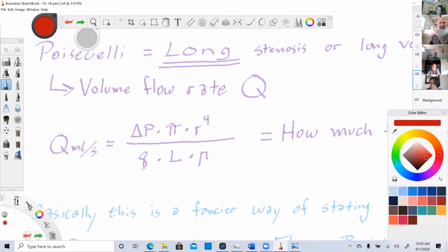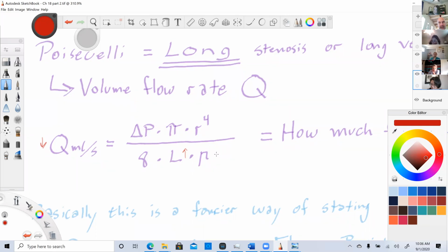8 is just a number that they've derived. Length, well, if the length goes up, in other words, the longer and longer and longer, in any case, the longer the tube or the longer the vessel, it's more walls, more friction, more distance to push the blood through. Volume flow will go down.